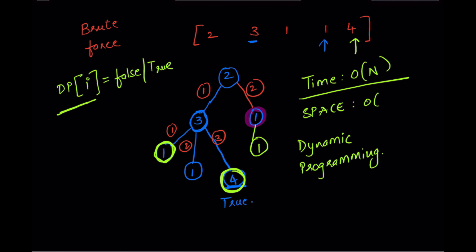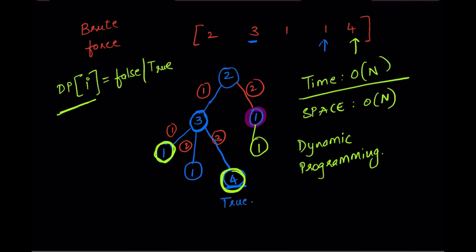But the space complexity is increased to O(n) as we are using this dynamic programming array to record all of the nodes that we have already visited. So this is certainly an improvement in terms of time complexity from the previous brute force approach.